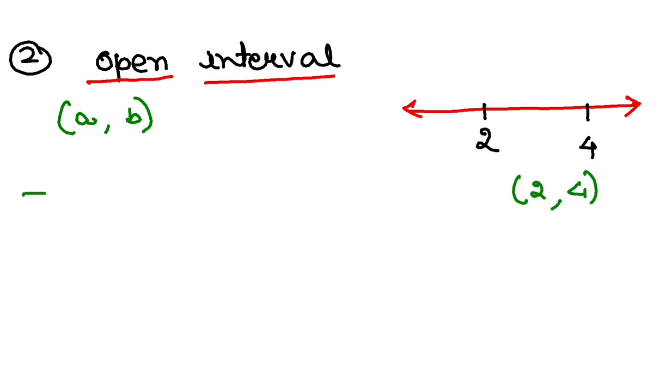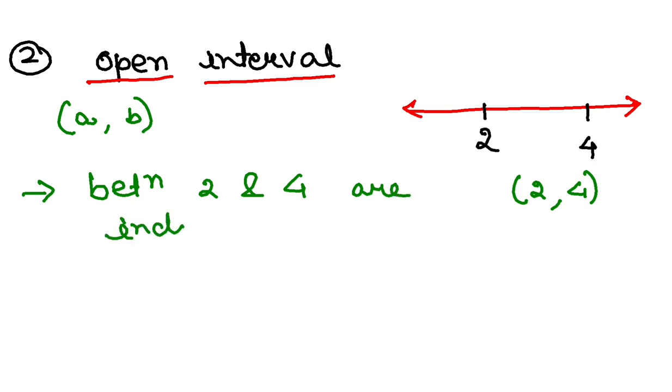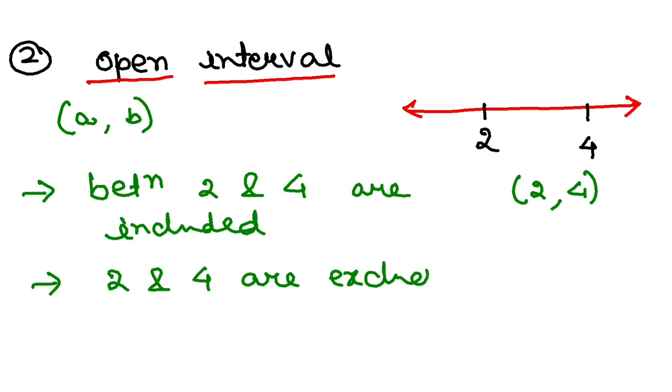So what does this mean? Is that everything between 2 and 4, everything between 2 and 4 are included, of course, but the border values, that is 2 and 4, are excluded, right? This is very, very important. How to represent it in the graph? 2 and 4 like this. There is no dots. Remember, in the closed interval we have just learned that there are dots.